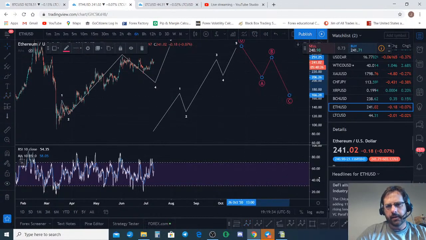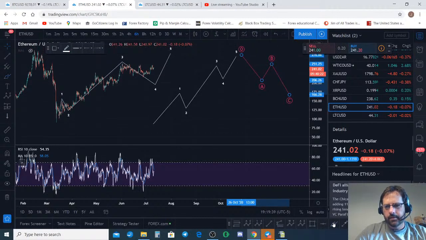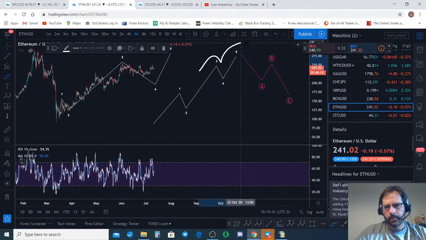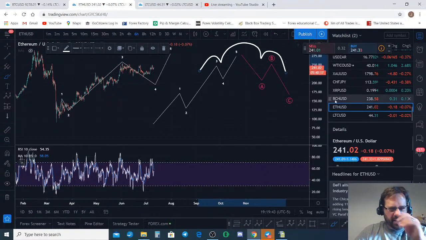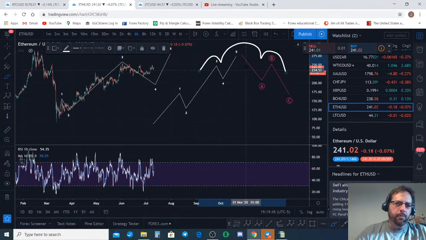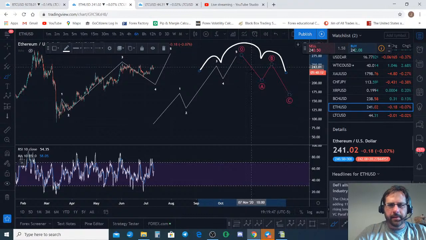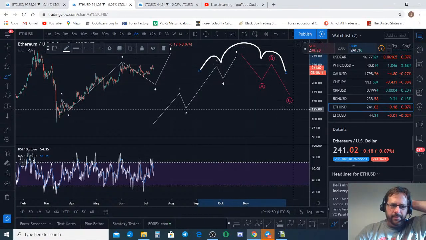A, B, C. See the head and shoulders there? Okay, that's all a head and shoulders is. It's the top of a wave if it's a fourth and a fifth wave, and then it's an A and a B wave with the C.